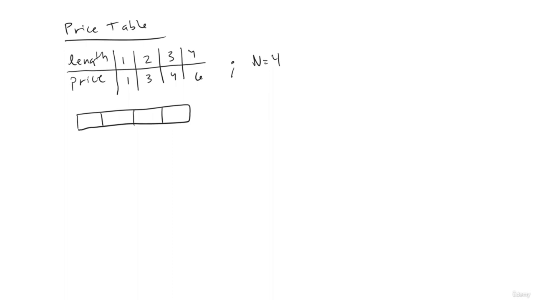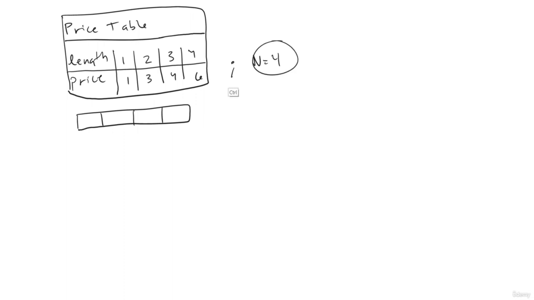Okay, so here we have our price table. This is our price table right here. And we also are given a rod of length 4. It's a really small example. Imagine this is our rod right here.